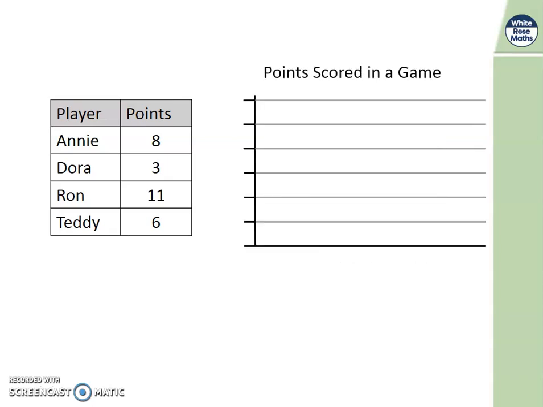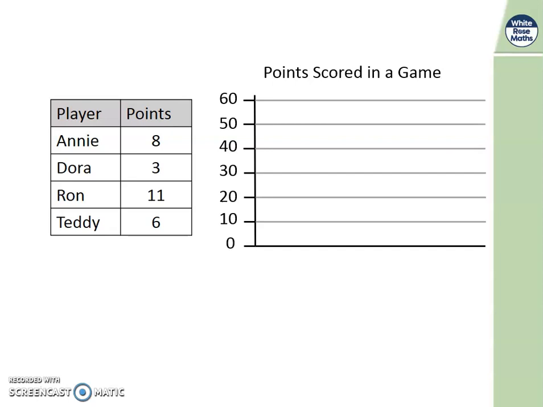Let's think how we could plot that onto a graph, on a bar chart. Will this work, going up to 6? Well, if we look at Annie and Ron, both of their points are above 6, so no, that's not going to be very useful. What do we need to go up to? What is the highest number? Do I need to go up to 60?